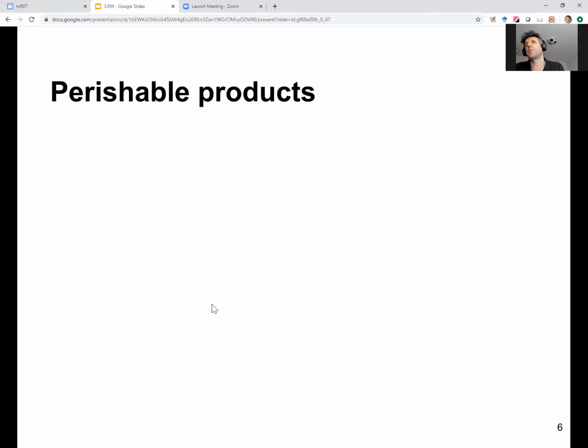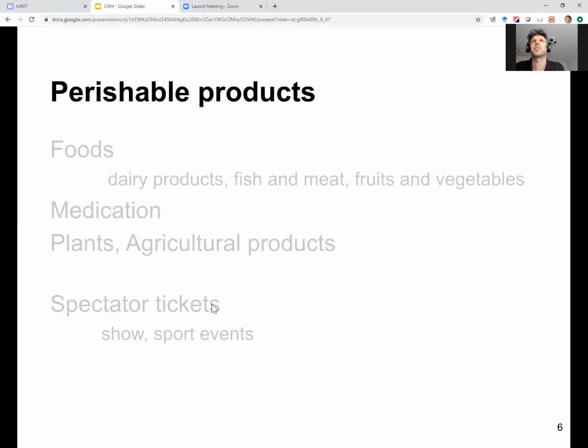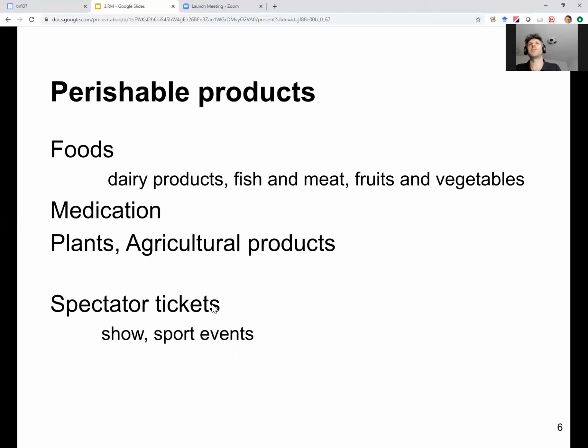There are other types of perishable products, and if we had face-to-face teaching, I might have stopped here and let you think what other perishable products we have. But I'll spare you that.